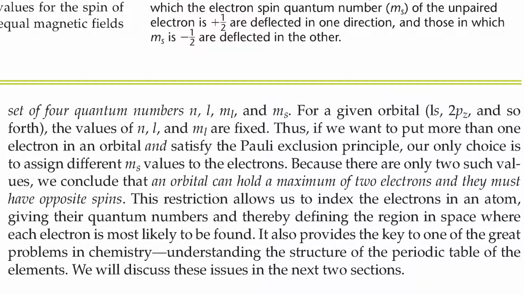This restriction allows us to index the electrons in an atom, giving their quantum numbers and thereby defining the region of space where each electron is most likely to be found. It also provides a key to one of the great problems in chemistry, understanding the structure of the periodic table of elements. We'll discuss these issues in the next two sections.